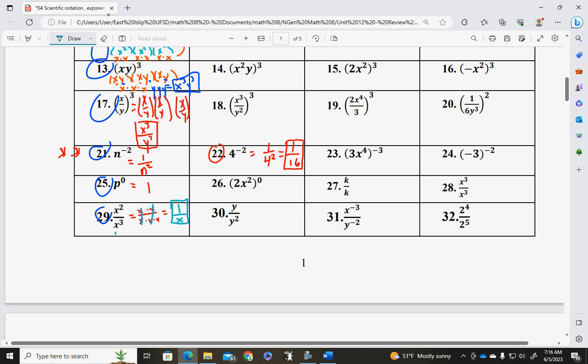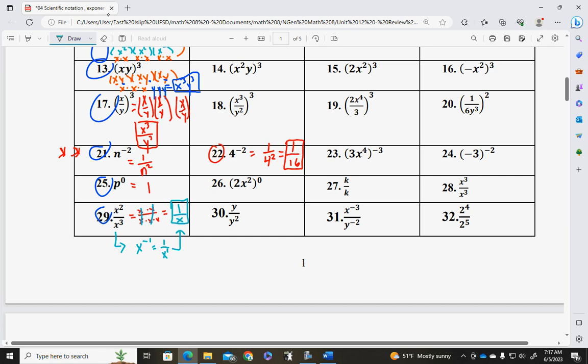If I were to follow the rule on this one, the rule is keep the base, subtract the exponents, but 2 minus 3 is negative 1. Negative exponents are not considered simplified. I'm not allowed to leave my answer as x to the negative 1. So I rewrite it as a fraction as 1 over x to the first power. First powers don't need to be written, so that's how come the answer is 1 over x.